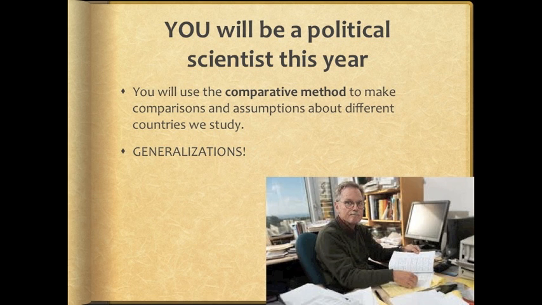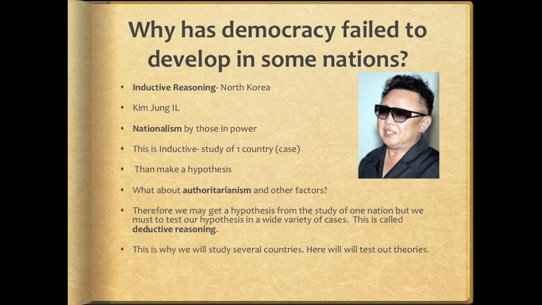So in order to do this, you guys are going to be using inductive reasoning to start off with. And that's just looking at a country on a case-by-case basis. We're going to start off with Nigeria. Well, let's start off with North Korea, a country we won't be studying. How do we know that democracy has failed in North Korea?